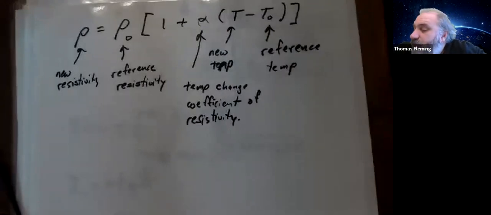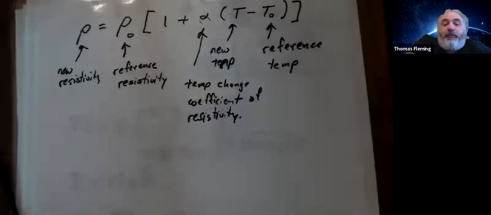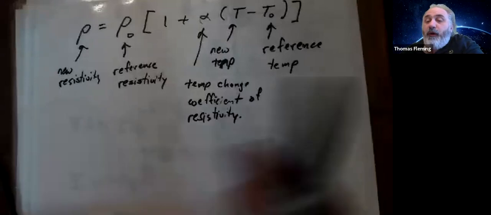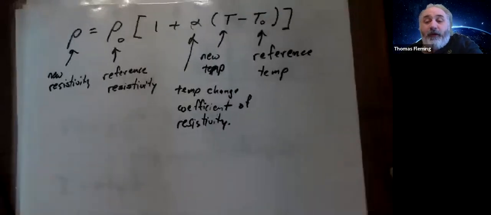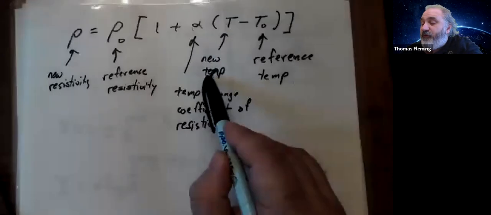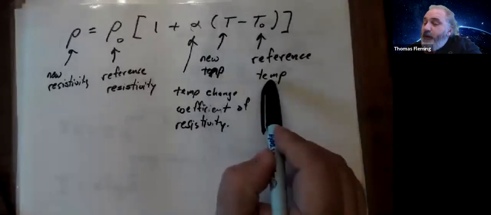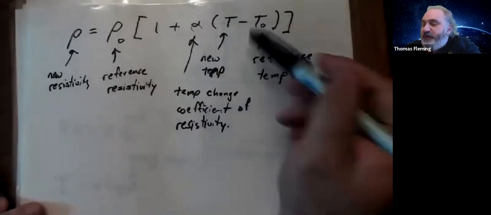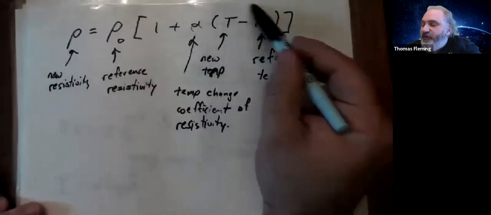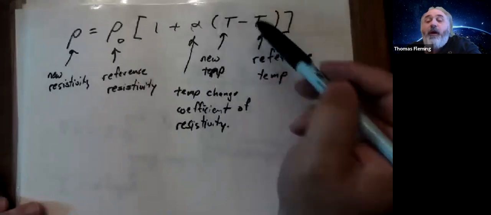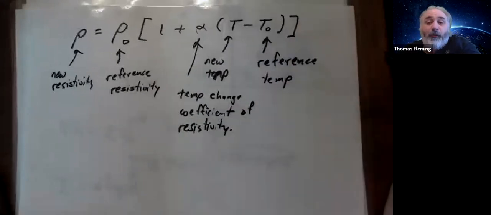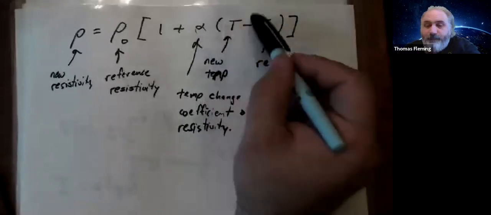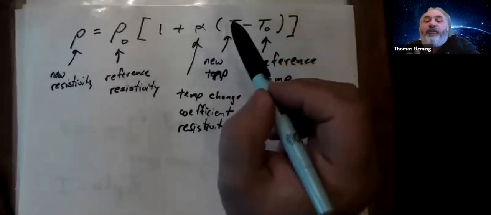And to see what this means in practice, look at what's going to happen in this formula. Let's say that you heat up your metal. So that means that your new temperature is a bigger number than your old temperature. Well, that means that this term right here in parentheses is going to be a positive number. I'm going to take a big number minus a smaller number. So this is a positive number. Now, let's say that alpha is also a positive number. So that means this times this is going to be a positive number, and it'll probably be a fairly small positive number.